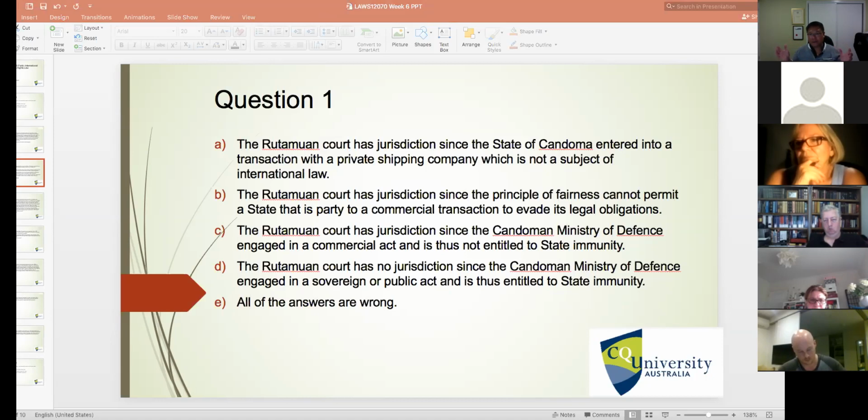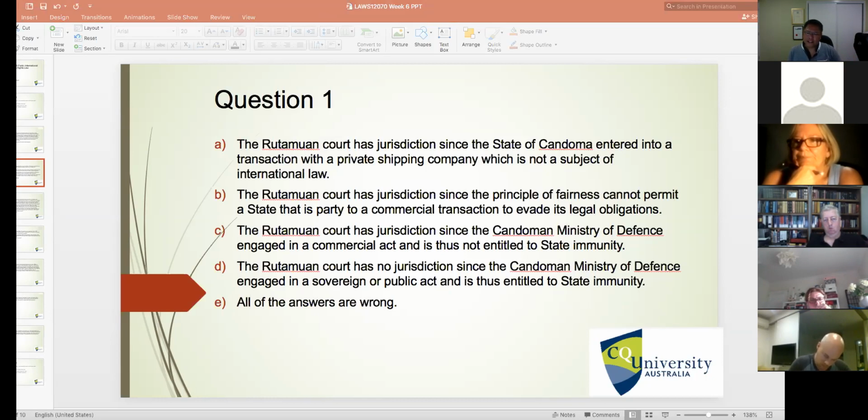So the rule today is based on the principle of restrictive state immunity. We no longer have the principle of absolute state immunity. Based on the principle of restrictive state immunity, if a state engages in a commercial transaction, then in that particular instance, the state cannot claim immunity from suit.